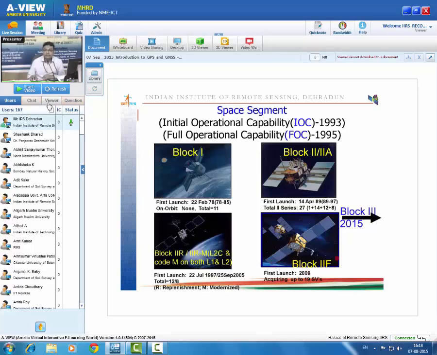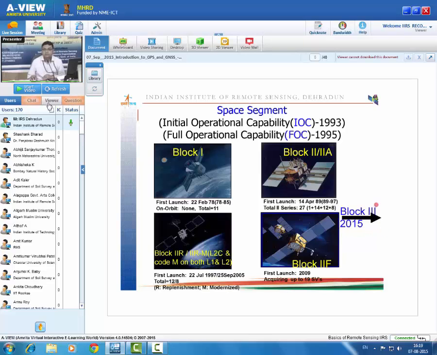Additionally, block 2 has a series which is currently running, that is block 2F. The last launch of block 2F was on 15th July, which was the 10th launch of a block 2F satellite, and currently this series is running, and now we are looking forward to block 3 satellites being launched soon. The launch date of block 3 was scheduled for 2014.